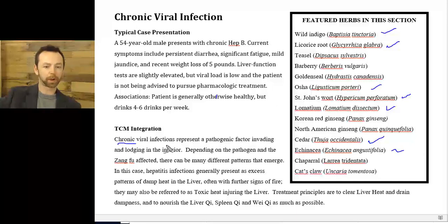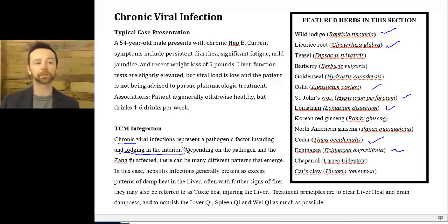Chronic infections are pathogenic factors invading and lodging in the interior. And we won't do this in this lecture series, but one of my favorite lectures to do overall is the one where we look at ME, fibromyalgia, what people are calling Lyme right now, and we specifically take a broad step back and look at it from a TCM perspective, where we talk about a pathogenic factor becoming lodged in the interior. So when we talk about a chronic viral infection here, we are talking about something that has progressed from the exterior and is now in the interior, but unlike those more, well, I mean, this is obviously a very serious case if it's active Hep B, those conditions would be even further in the interior.